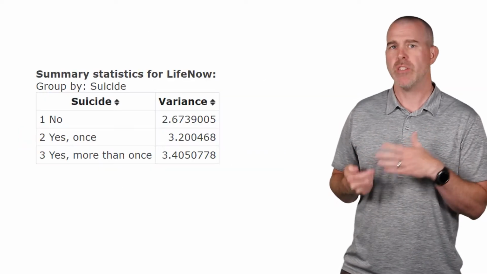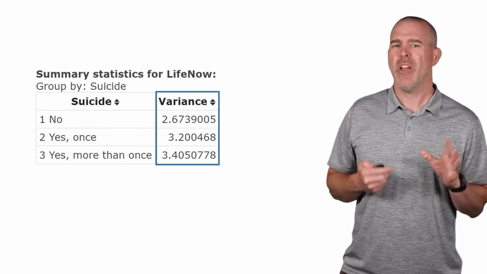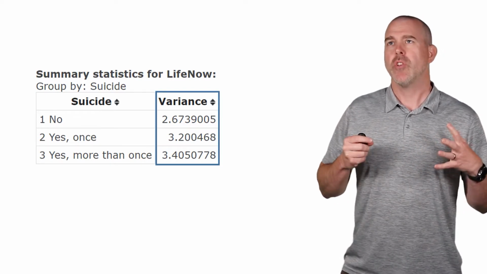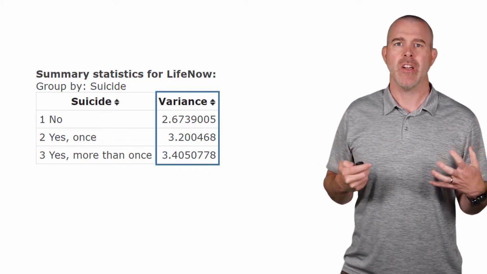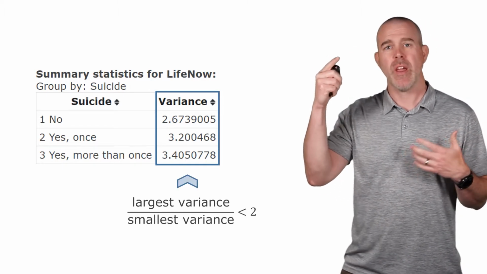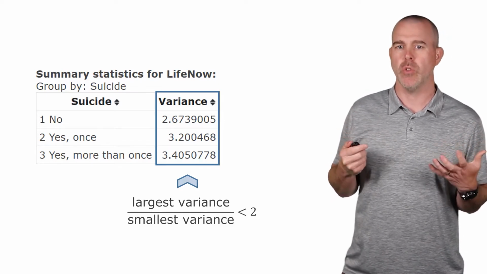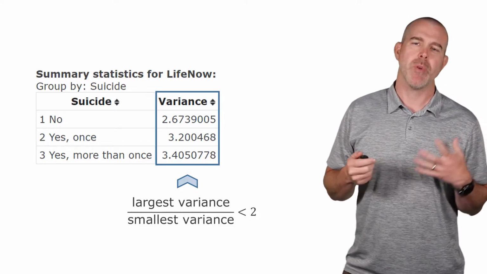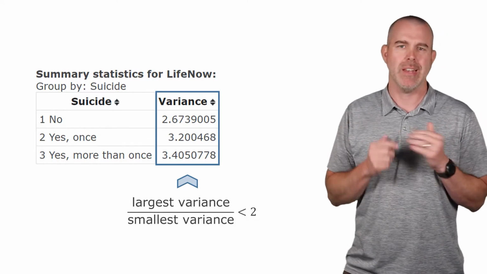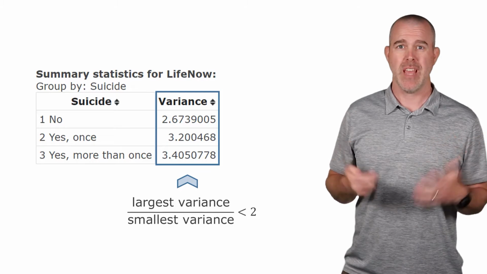So I used StatCrunch to find the variance, and I grouped by suicide. And you can see here, they're not all the same. A good guidance here is to find the variance ratio of the largest variance over the smallest variance, and you don't want that to be more than 2. In this case, we have 3.4 over 2.7, definitely less than 2. So we're going to say that's okay, and this test should work.